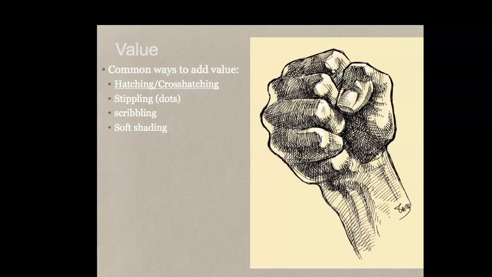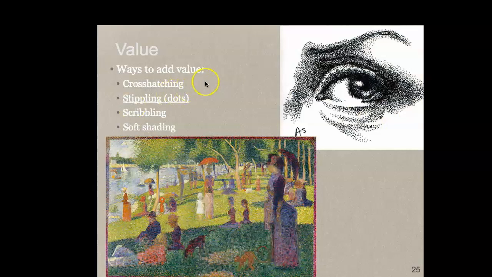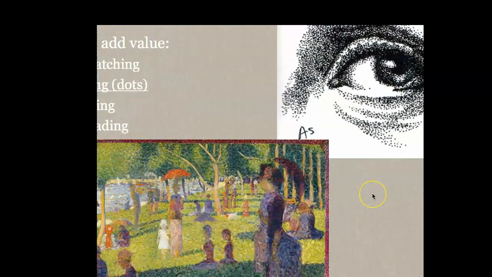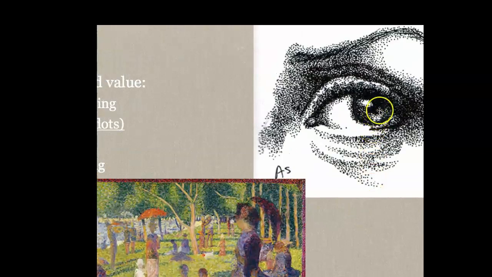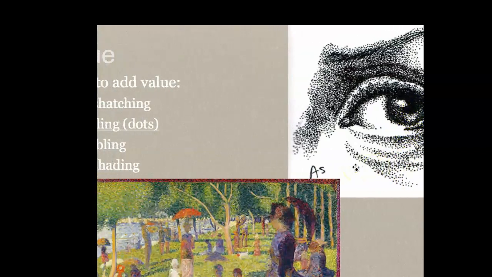All right. So another way of making value is with stippling. Stippling is a series of dots upon dots upon dots to create value. You can see here, the tighter the dots, the closer they are together, the darker the tone. The further away, the lighter the tone, right?